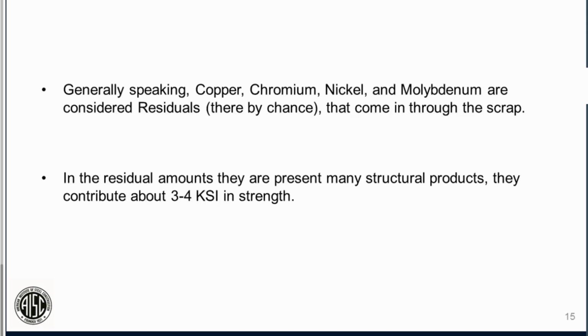So, in general, copper, chrome, nickel, and moly are considered residuals. They just come through our scrap, they get melted in, and they're just present in steel. We don't typically intentionally add those. And the residual amounts increase the yield and tensile strength by 3 to 4 KSI. We get a little bit of kick from them. Next slide.